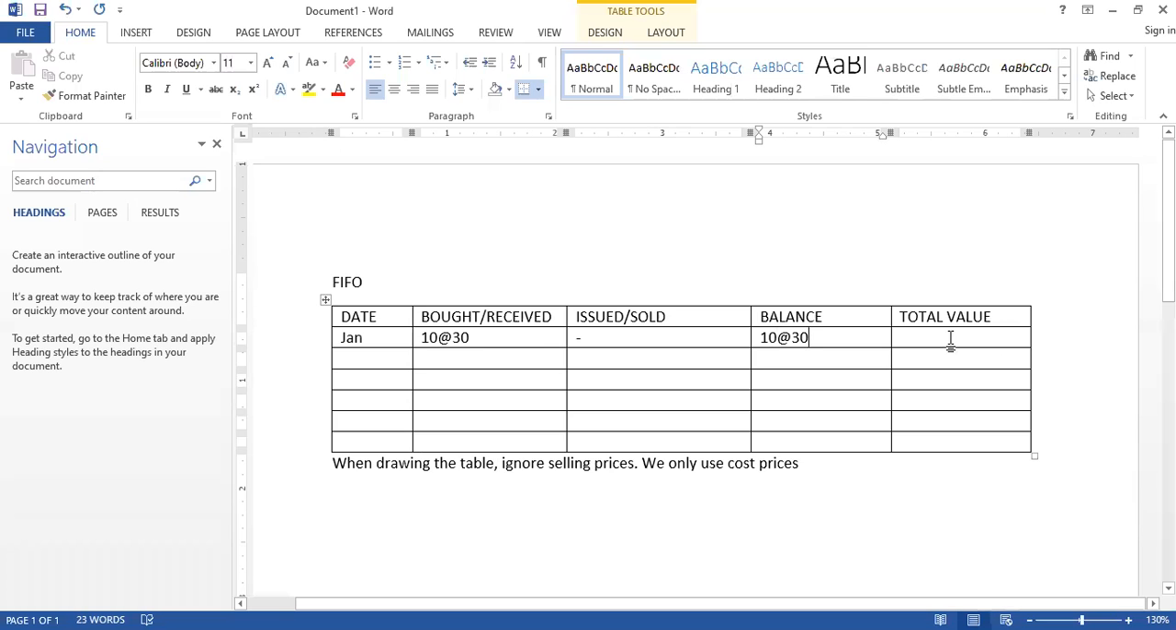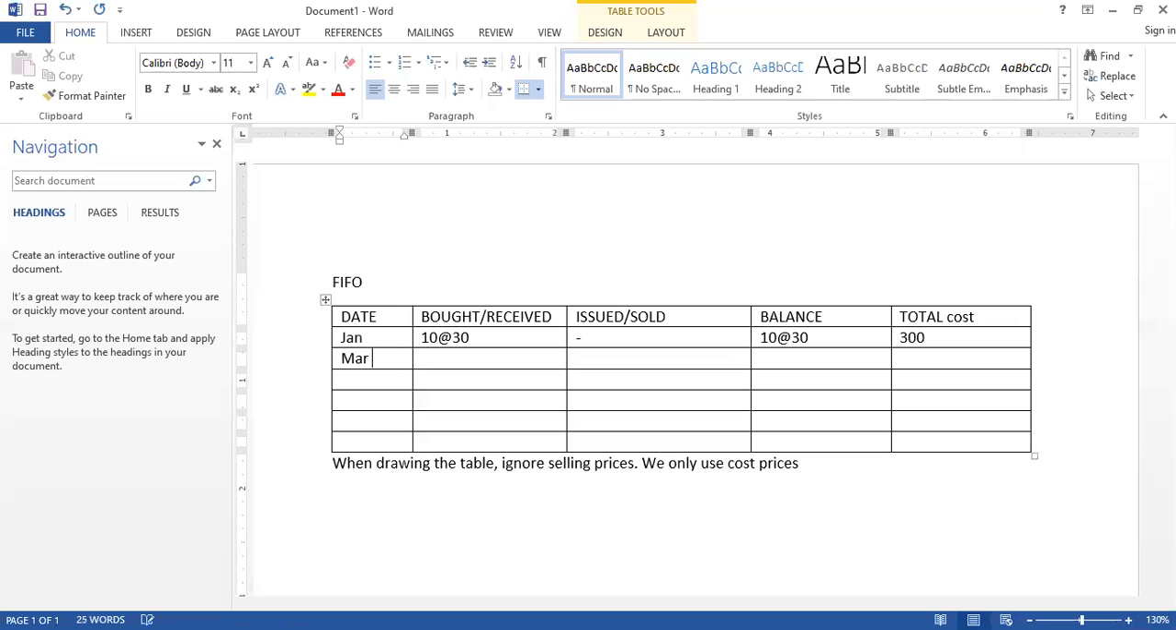So what will be our total value? Our total value will be 300. 10 items, each item is $30, right? 10 at the price of 30, meaning 10 times 30 will give you a total value, or in other words total cost, of 300. And then we move on to the next month. From January, February, there's nothing. We move on to March.